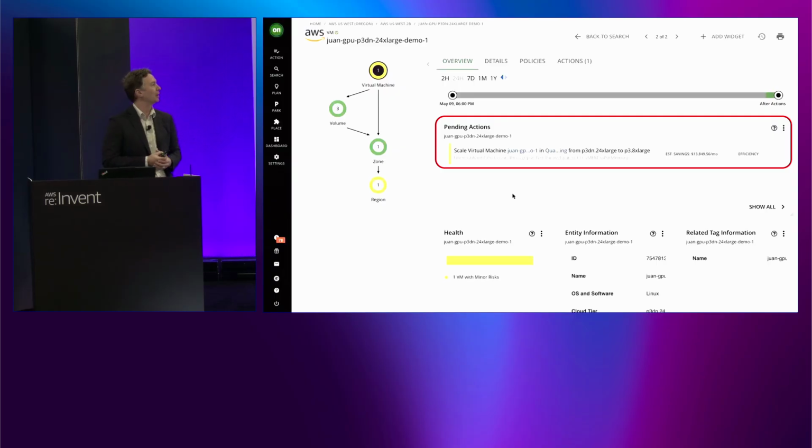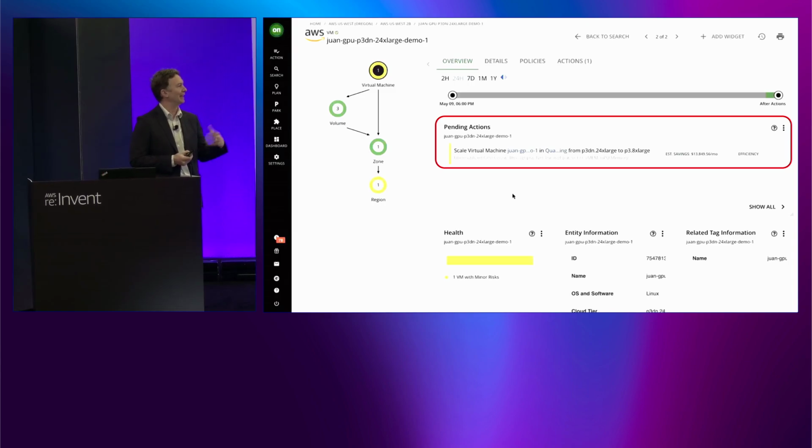This is a screenshot from our product, and what we're looking at here is a pending action, which is essentially an action that the user can take. So this is an example of a manual action. And what Turbonomic has been doing in this scenario is analyzing the GPU usage, the GPU memory, the instance sizing, and utilization in general. And it's looking at this particular GPU, which is a P3dn.24xlarge, which is one of the more expensive GPUs for AWS.